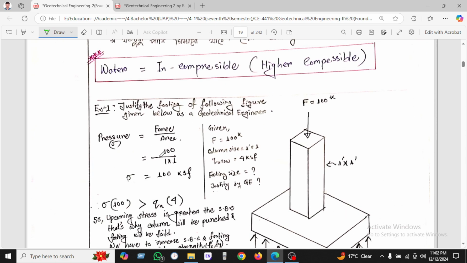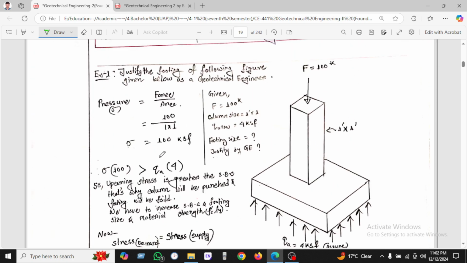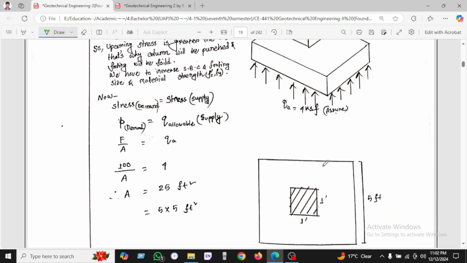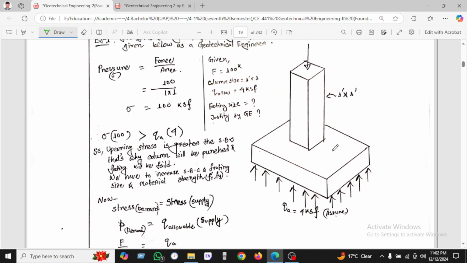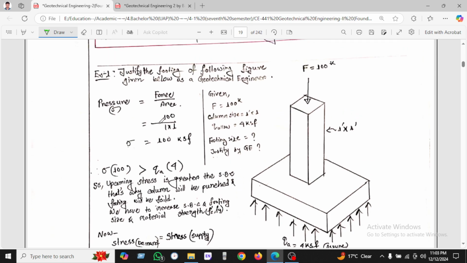Okay. So here is an example. Justify the following footing given below as a geotechnical engineer. We can see the footing is given here. The column size is 1 foot, the applied load is 100 kip, and we have to find the footing size, and the allowable bearing capacity is given as 4 KSF. So given the load is 100 kip, and assume column size 1 foot by 1 foot, and allowable soil bearing capacity 4 KSF, and we have to find out the footing size.